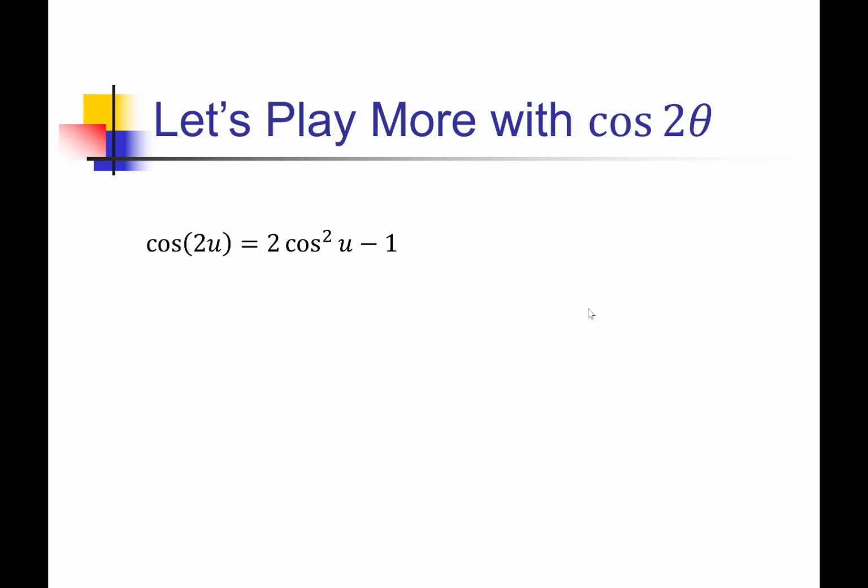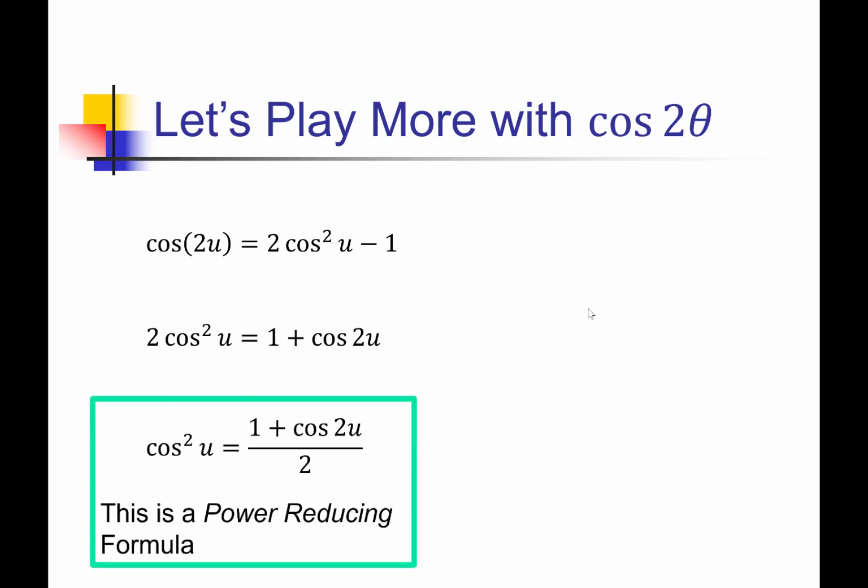Continuing on, if we have cosine of 2u equals 2 cosine squared u minus 1, this time I'm just going to add 1 to both sides to get the 2 cosine squared u alone, and I'm flipping my sides around. So adding 1 to both sides, I get 2 cosine squared u equals 1 plus cosine of 2u. Divide by 2, and once again I get my power reducing formula for cosine. So anytime I've got a cosine squared, cosine to the fourth, if I need to reduce the power, I can use this formula to get away from having the cosine squared.